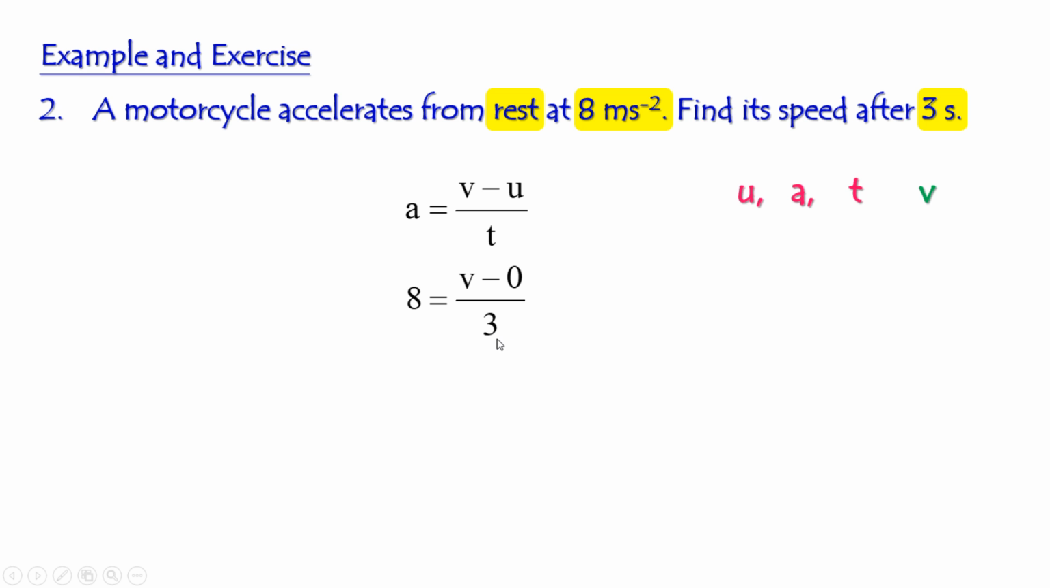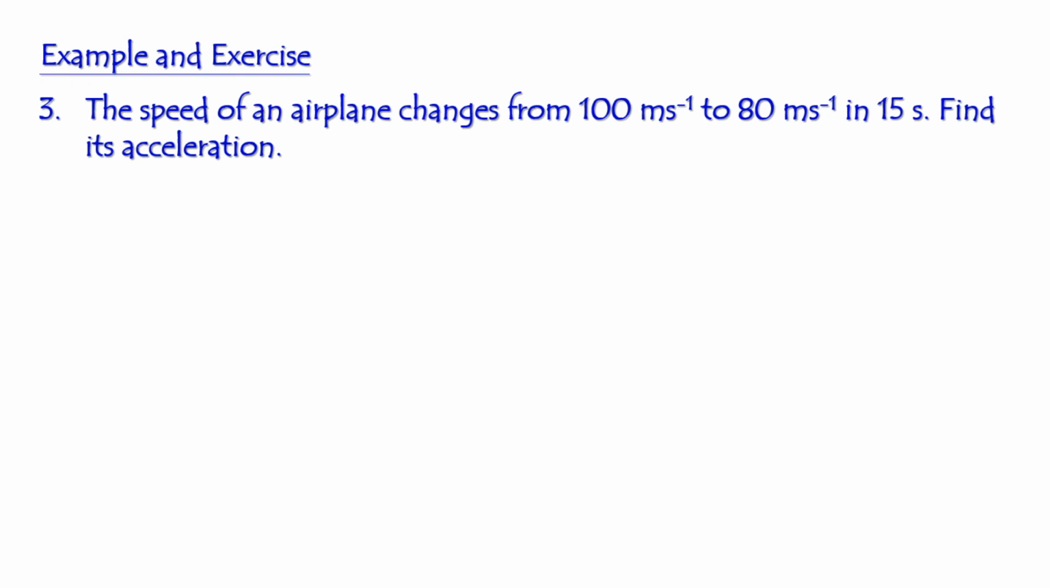And then you use your calculator to find out the value of v. It should be equal to 24, right? And what is the unit for velocity or for speed? So it is meter per second, right? Okay, then after 2 questions, can you try question 3 by yourself? Maybe you pause the video now and try this question by yourself and then check with my answer.